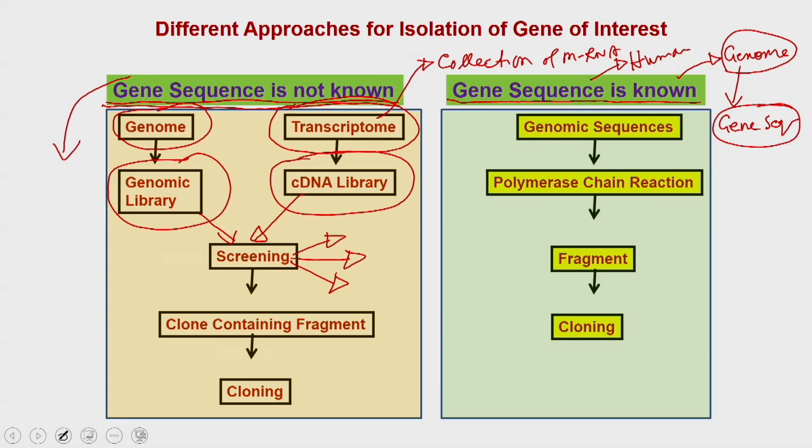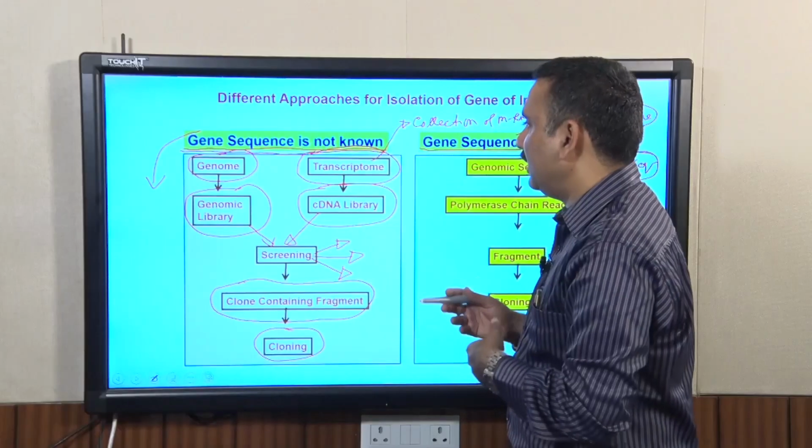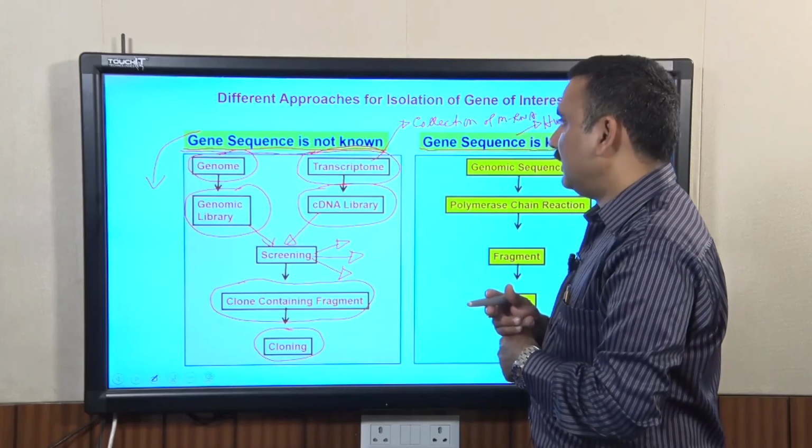After the screening, you are going to get the particular clone which will contain your fragment, and then you can clone this fragment into a cloning vector or into an expression vector and check whether that particular gene is expressing your desired product or not.